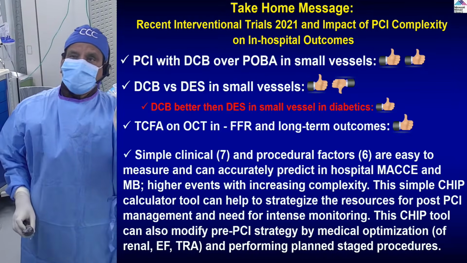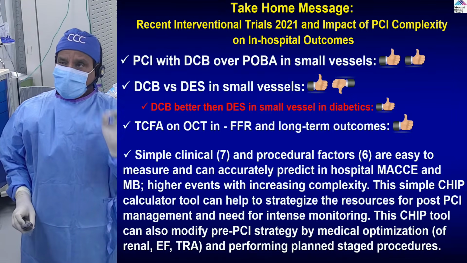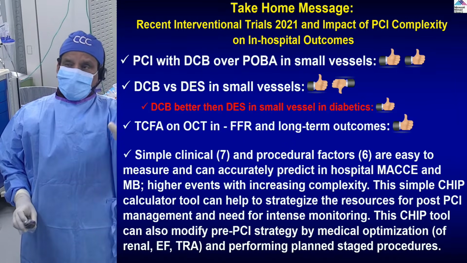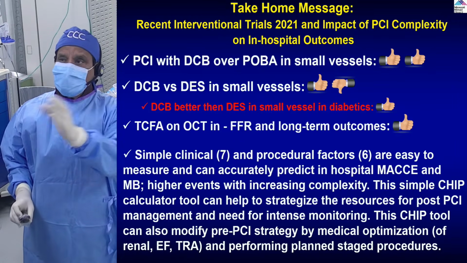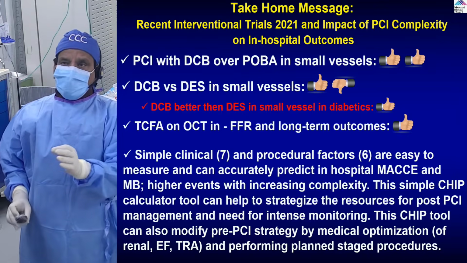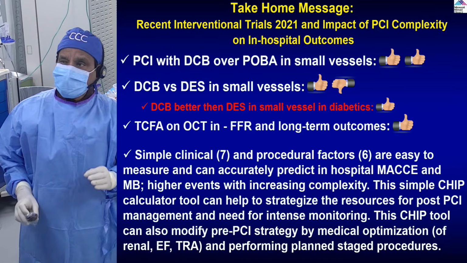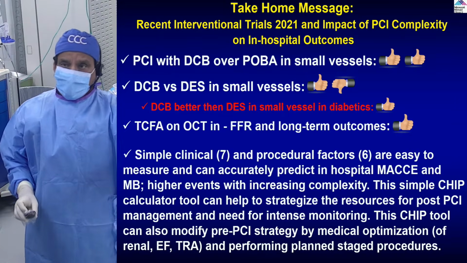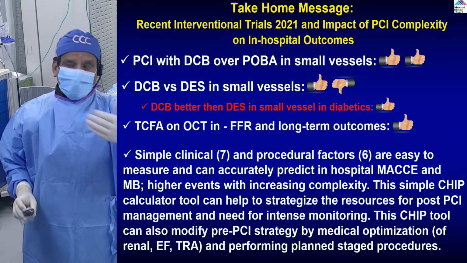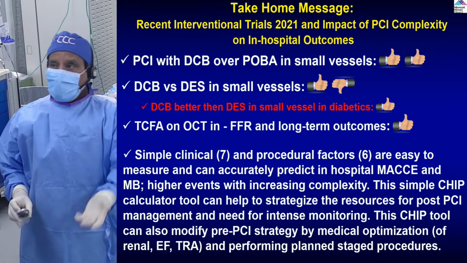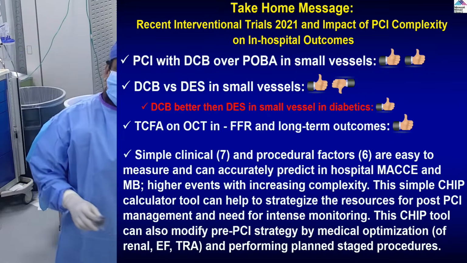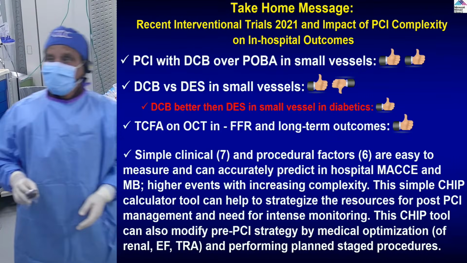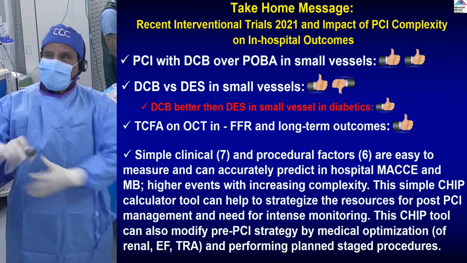This simple CHIP calculator tool can help to strategize the resources for post-PCI management, because simple patients can be discharged home. This CHIP tool can also modify pre-PCI strategy by medical optimization of heart failure for low EF, renal patients, transradial access because of bleeding, and performing planned staged procedures. Don't do multi-vessel PCIs, just do one or two. So 3-vessel PCI was the trouble, as you saw in the CHIP score.